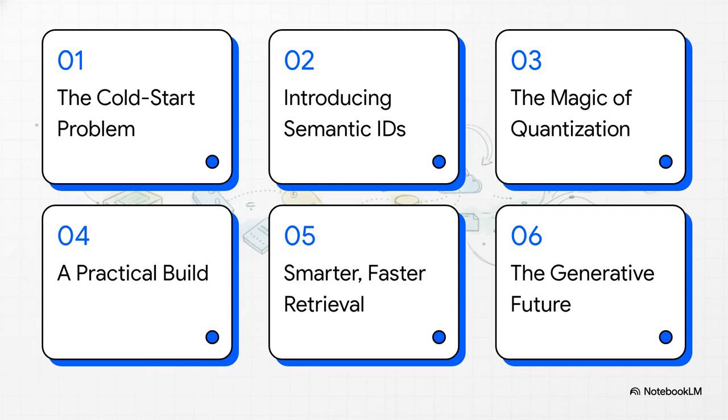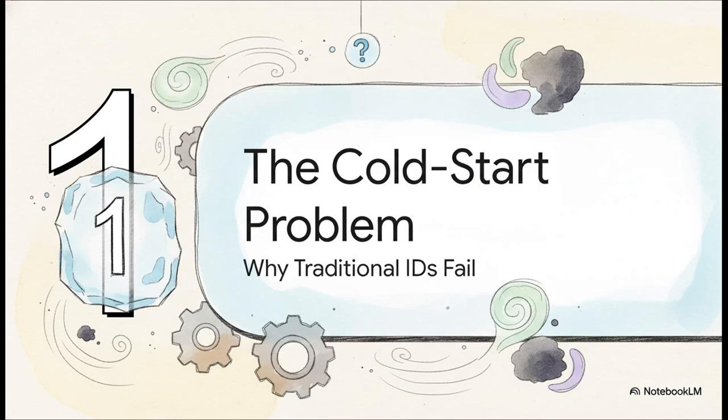So here's our game plan. We'll start with the big problem that traditional IDs just can't handle. Then we'll properly introduce semantic IDs and dive into the secret sauce behind them, which is something called quantization. After that, it's all about the hands-on build. We'll look at the huge performance gains, and then finally, take a peek at the wild generative future that this technology unlocks.